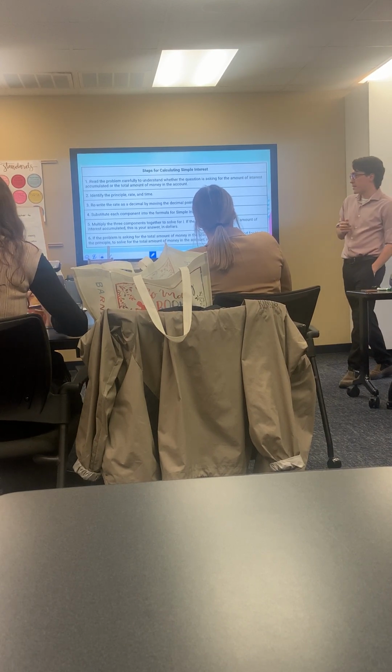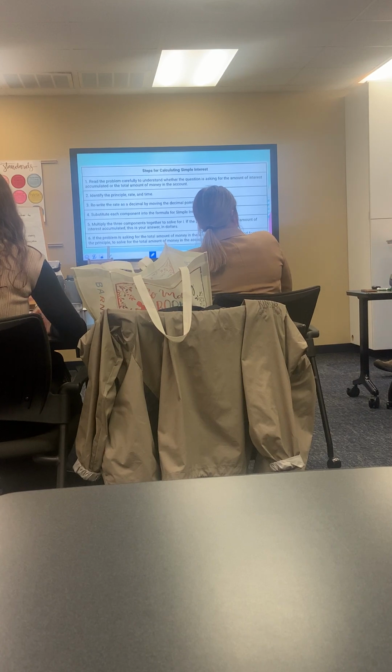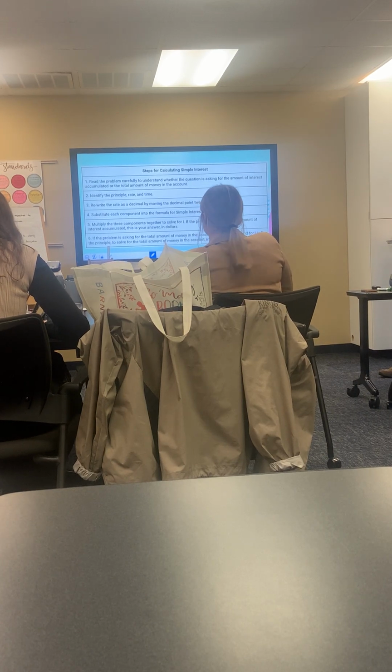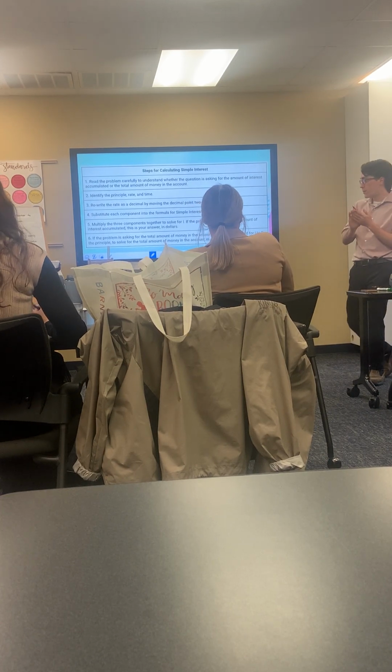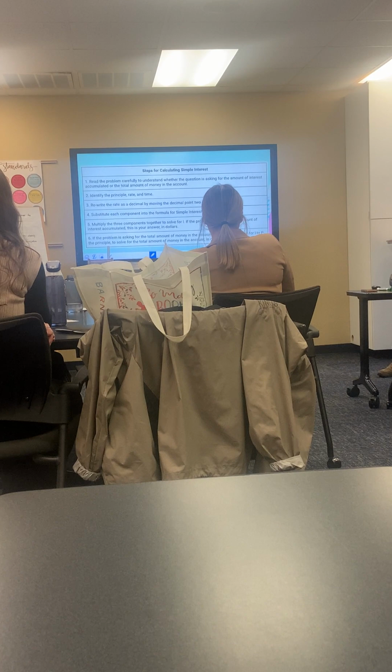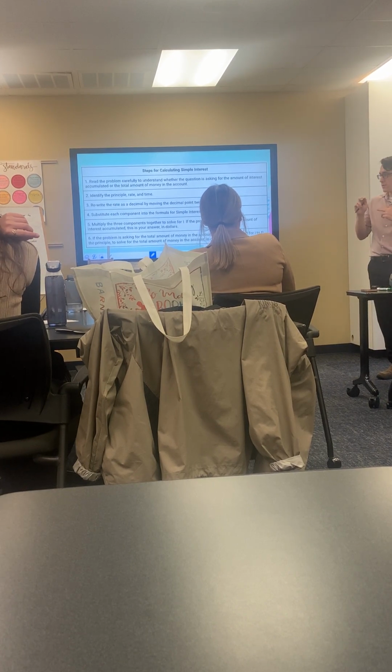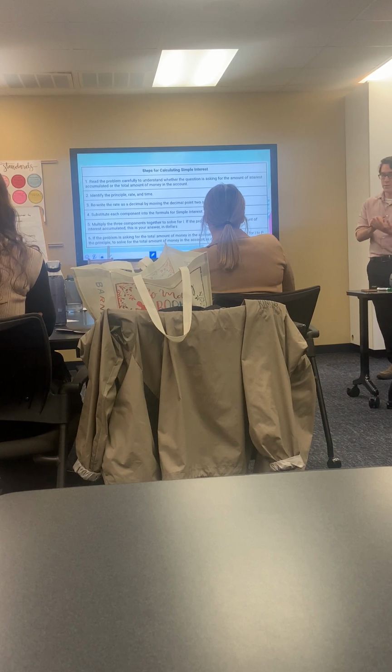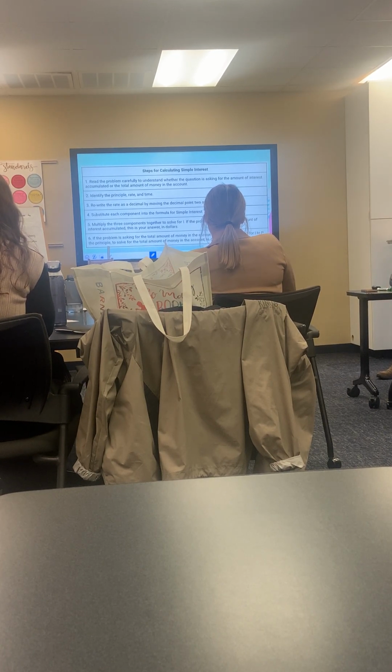Okay, Bethany, can you read number 2 for us? Identify the principal, rate, and time. Okay, so we have 3 parts of our formula. We have the principal, rate, and time. We're going to have to identify all 3 of those from our word problems. But like I said before, I'll show you in a bit, there are very easy ways that we can use the phrasing, the wording of the problem to identify what those 3 values are. So next we're going to identify what those 3 things are.